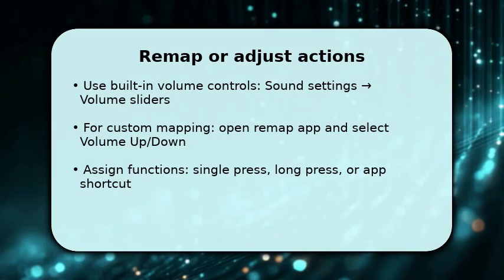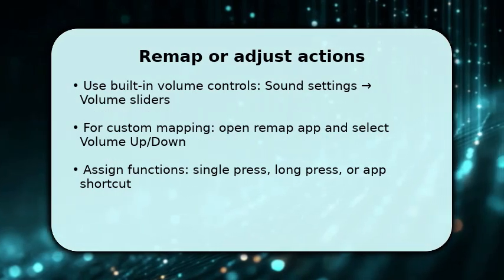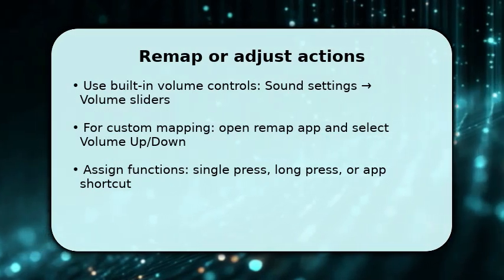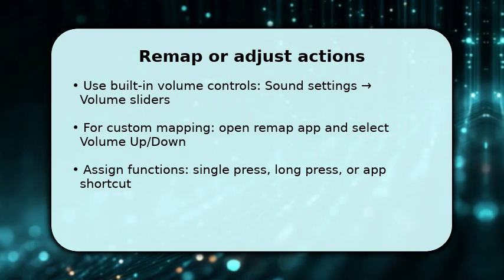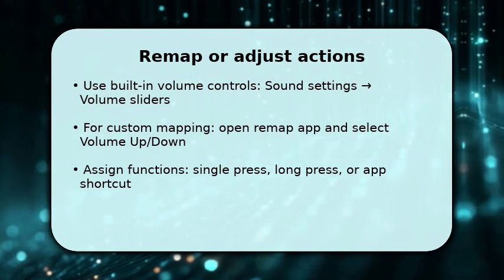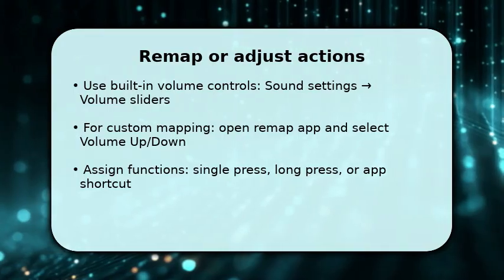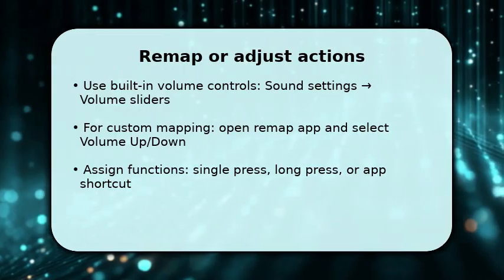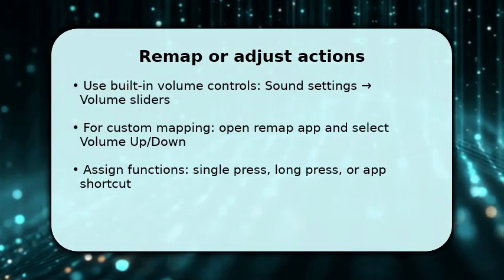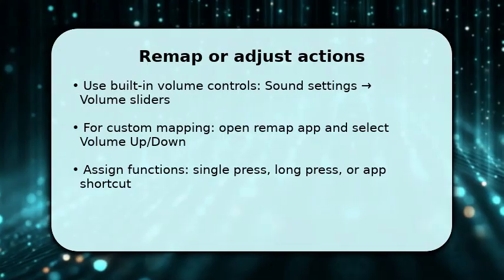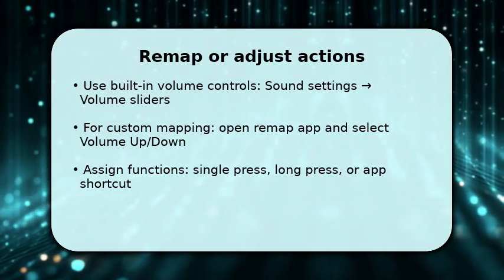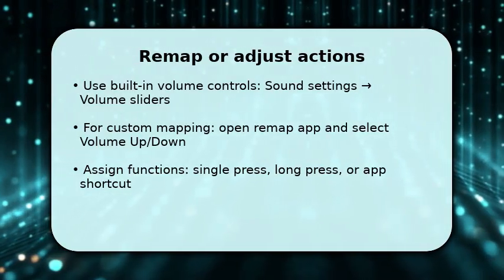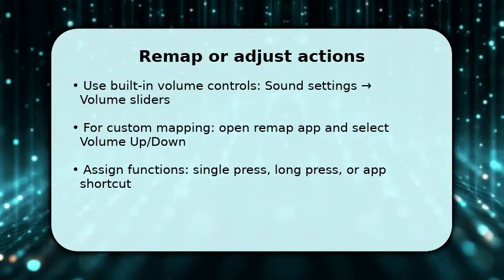Now you remap or adjust actions. If using system settings, drag volume sliders or enable volume button shortcuts. This immediately changes how presses affect media, ringer, or calls. If using a remap app, select volume up and volume down, pick the desired action, single tap versus long press, and grant any overlay permissions. Once done, test each press while on a call or playing audio to confirm the behavior.